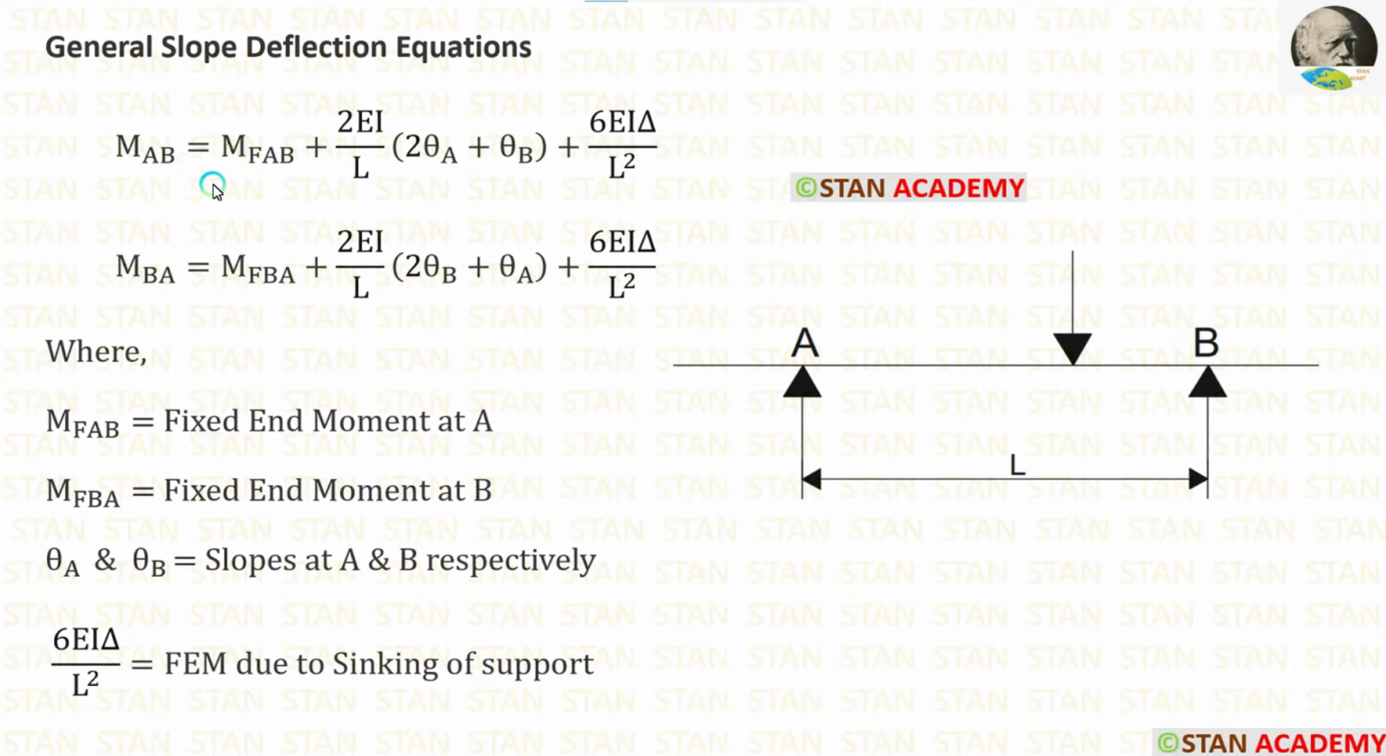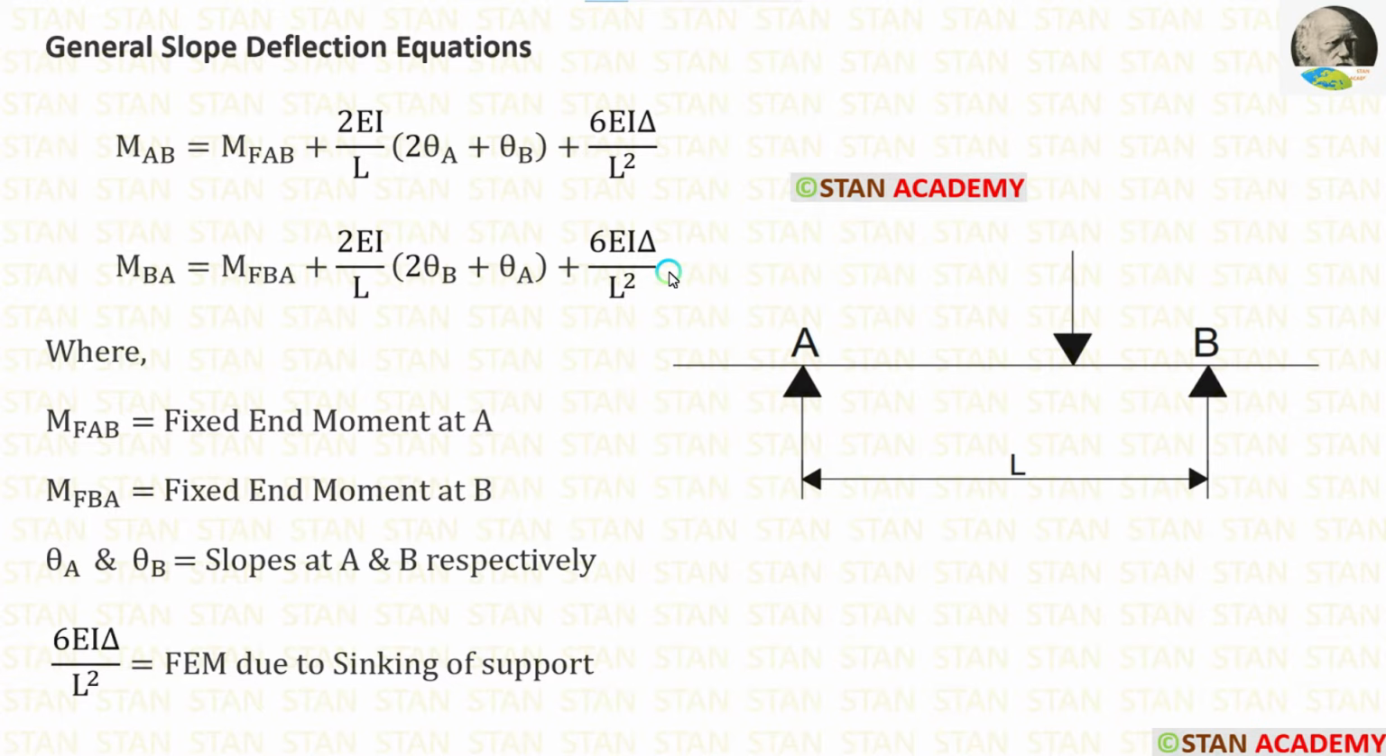In these slope deflection equations, M of AB is the fixed end moment at A, M of BA is the fixed end moment at B, theta A and theta B are the slopes at A and B respectively. 6EI delta upon L square is the fixed end moment due to sinking of the supports.